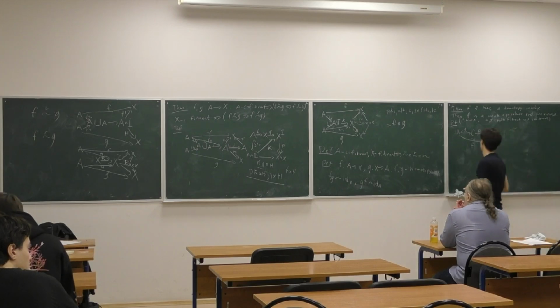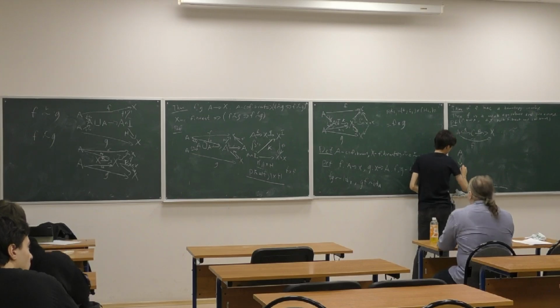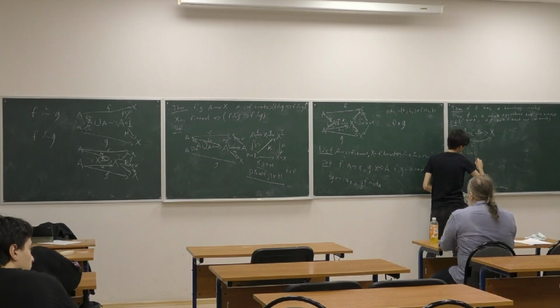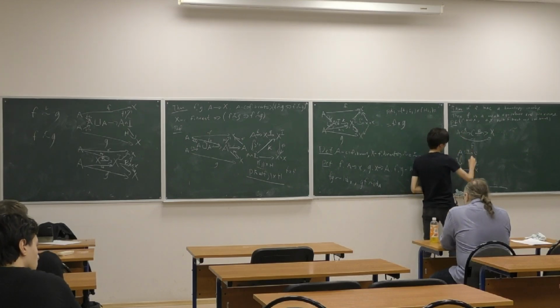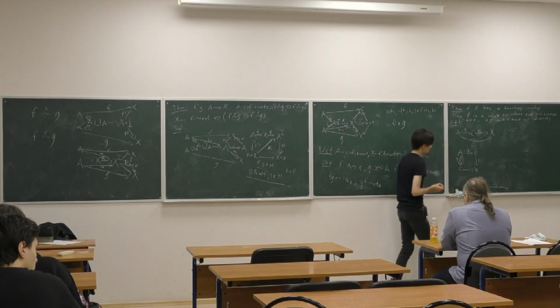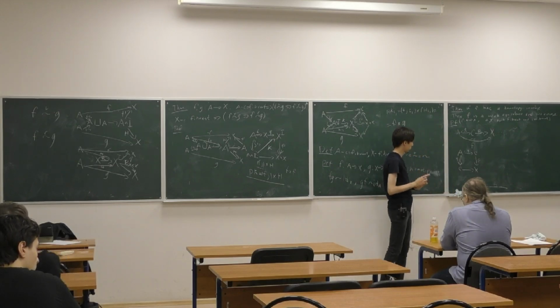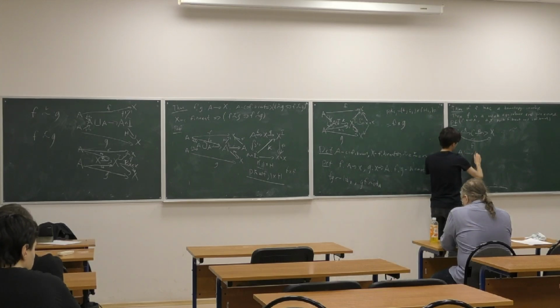Okay, so we have this diagram with A, C, X. These are two Q's, this is P, and this is also P. No, that's not good. We don't need that. We need a map from C to A.